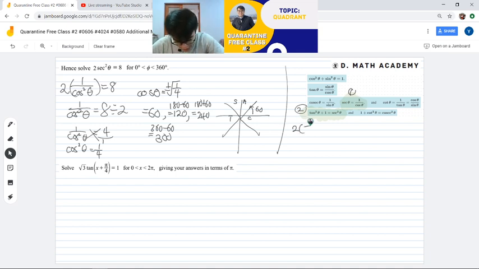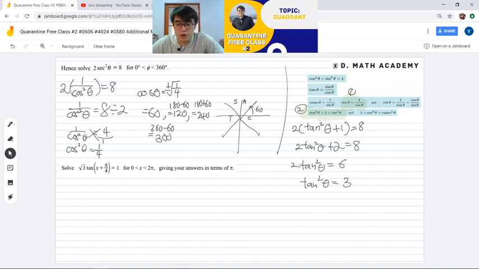I change the sec square into tangent square theta plus 1 equals to 8. So 2 tangent square theta plus 2 equals to 8. Tangent square theta equals to 6. And tangent square theta equals to 3. Get rid of the square by incorporating square root. So tangent theta equals to square root of 3. Remember to put the plus minus sign.